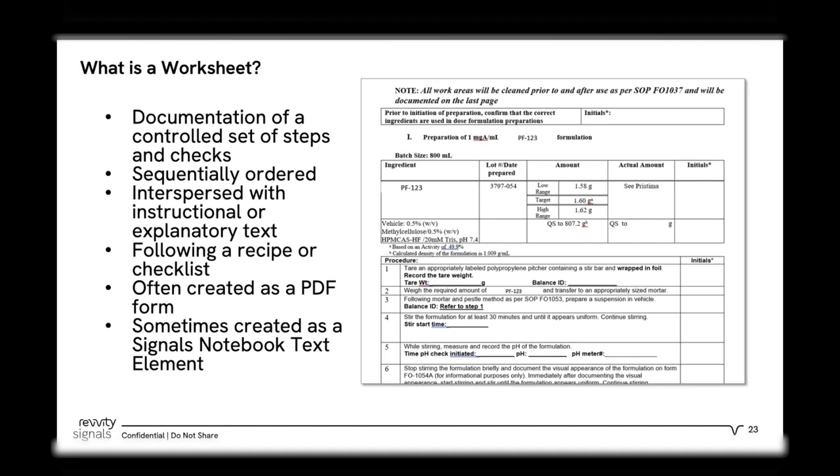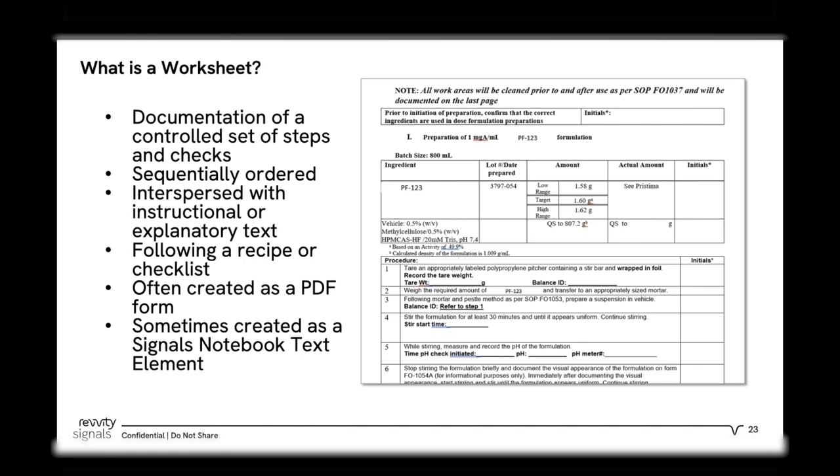If you break down what a worksheet is, it tends to be a document that is a controlled set of steps and checks that people have to make. It has defined areas for data entry, a box that you're going to put a number in, right? You're going to record a temperature, you're going to record a mass, you're going to record an ID or something. So boxes with set expectations of the type of data that's going in, in a very sequential manner, start at the top and move down.